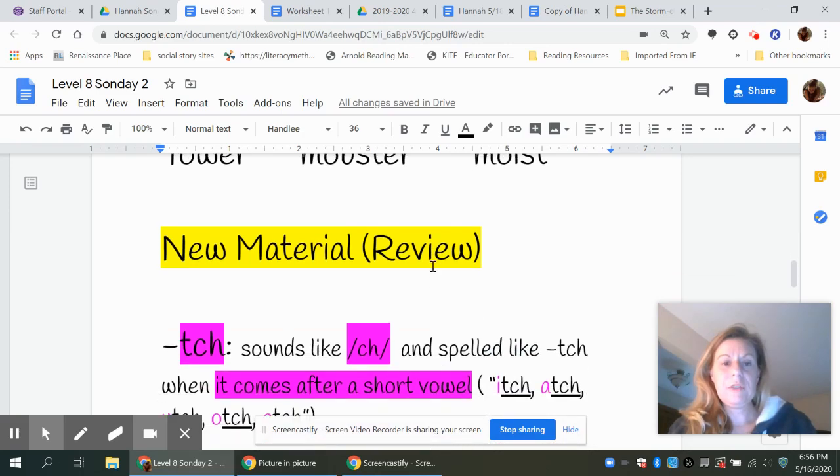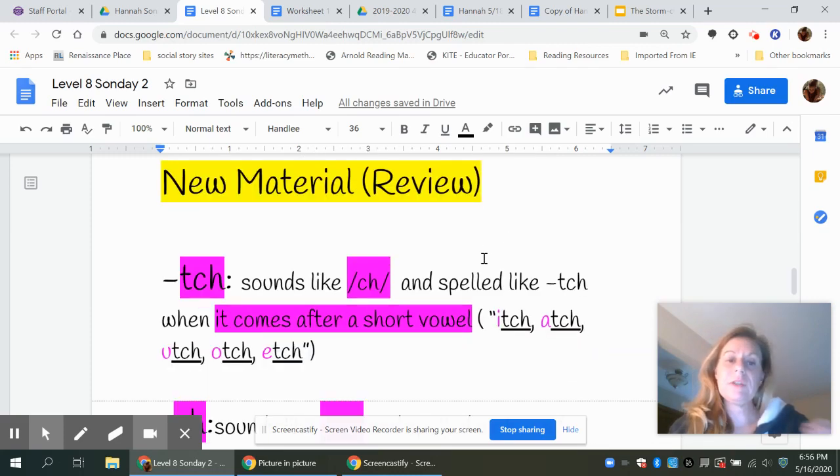And the new material that we're going to go over is really a review of Sandesh 1 sounds. So we're really going to just make sure that we have these secure in Sandesh 2. So the first sound is a sound that we actually did together on Zoom, and that's going to be our TCH. It sounds like ch, and it's spelled TCH when it comes after a short vowel.